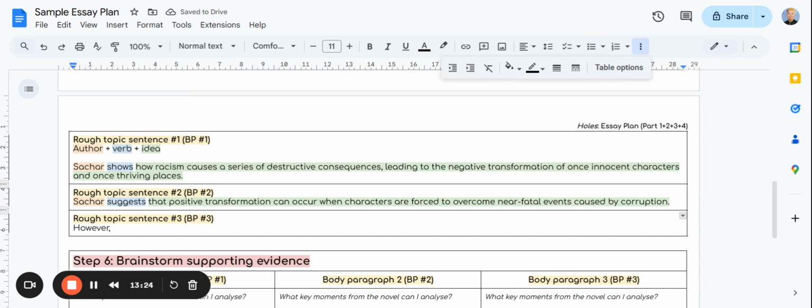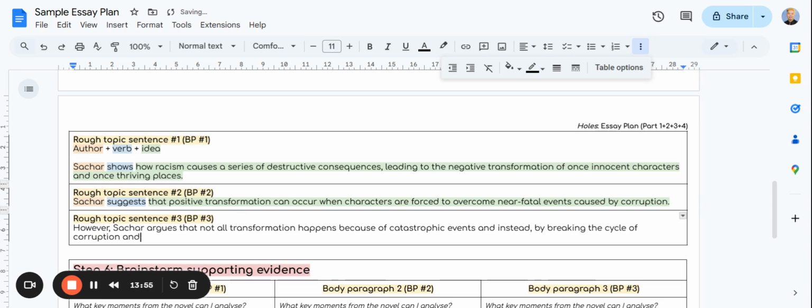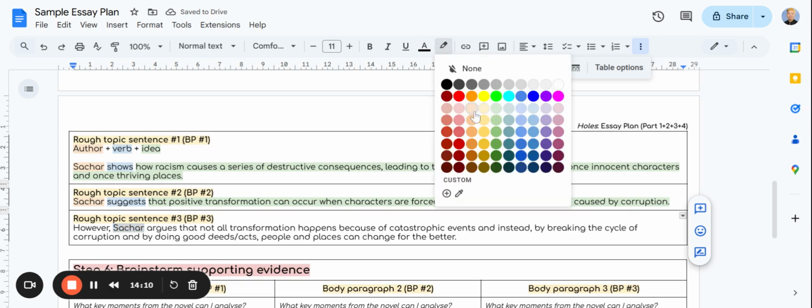Now, however's important here as a connective because we're introducing the fact that we're going to disagree with part of this topic. However, Sacca argues might be a good verb here, that not all transformation happens because of catastrophic events. And instead, by breaking the cycle of corruption and by doing good deeds or acts, people and places can change for the better, right? So again, Sacca is the author, argues is the verb, and this is the idea.